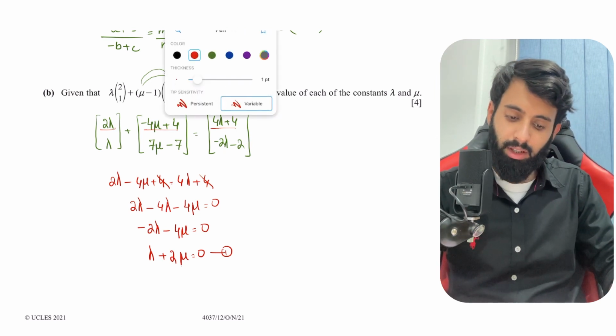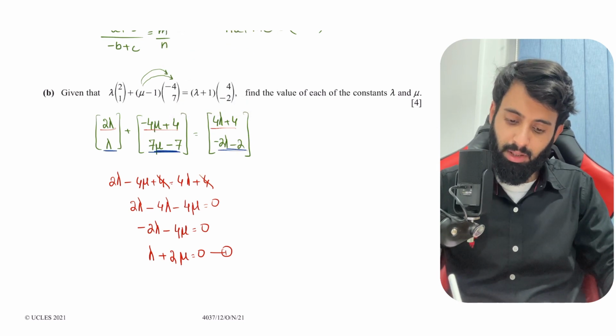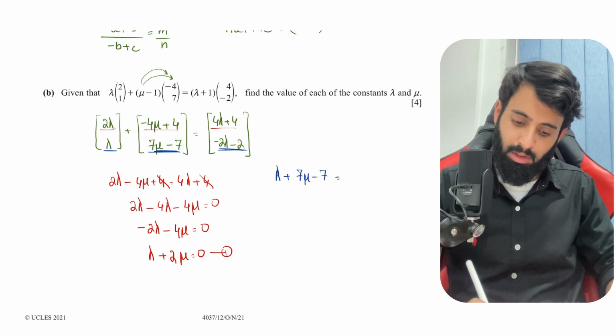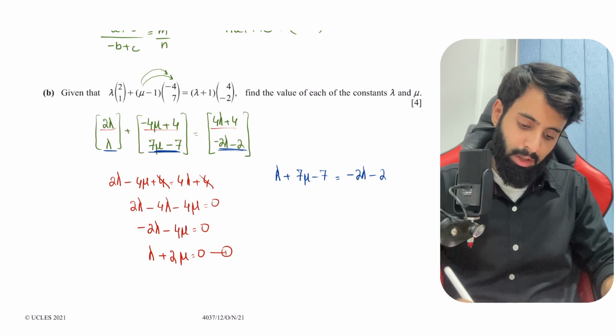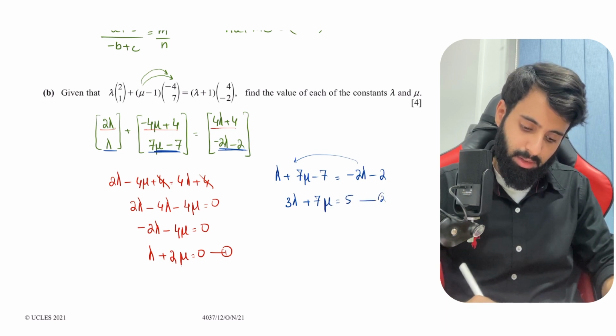Okay, so for the next equation, we will use lambda plus 7 mu minus 7 is equal to minus 2 lambda minus 2. A lot of rearranging needs to be done here. So lambda plus 2 lambda is going to be 3 lambda. I've skipped a step there. Plus 7 mu is equal to minus 2 plus 7, which is equal to 5. So here is the second equation.